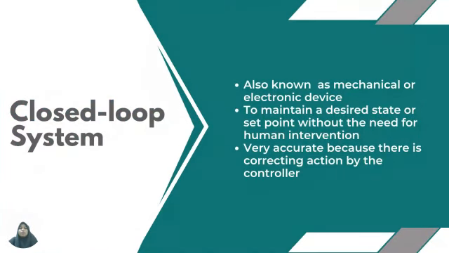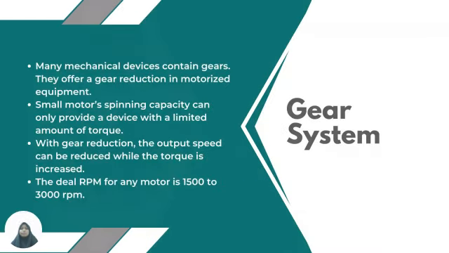For the closed-loop system, also known as a mechanical or electronic device, it is used to maintain a desired state or set point without the need for human intervention, and the system is proved very accurate because there is correcting action by the controller. For the gear system, there are many mechanical devices that contain gears because they offer a gear reduction in motorized equipment due to the small motor spinning capacity that can only provide a device with a limited amount of torque. With gear reduction, the output speed can be reduced while the torque is increased, and the ideal RPM for any motor is 1,500 to 3,000 RPM.